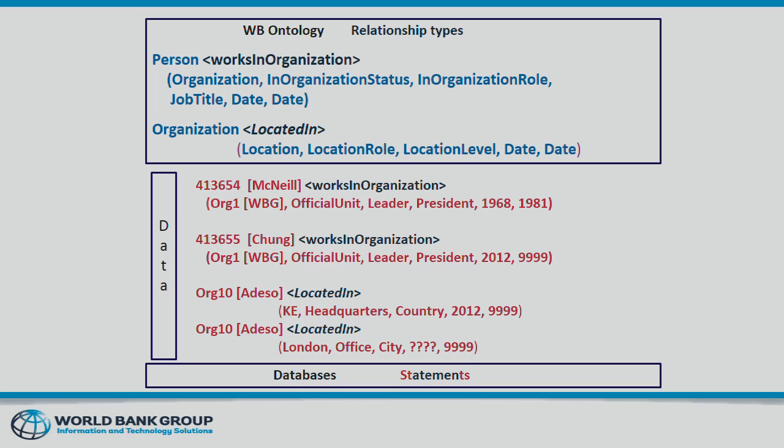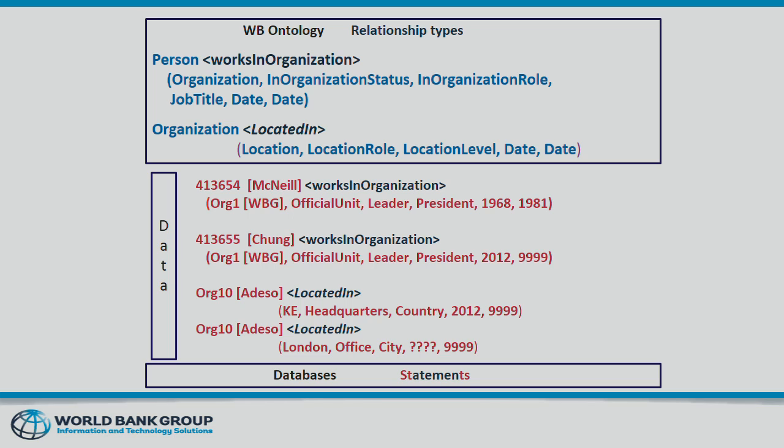There is McNeil, a person who works in an organization. For this, we need to specify the official unit within the organization that he works on, and what the role of that person is in the unit. So the official unit of the World Bank Group is the office of the president. His role is leader of that unit. His job title is president, and there are dates associated with that piece. So you could try to do this in triples, but I wouldn't. It's too complex.